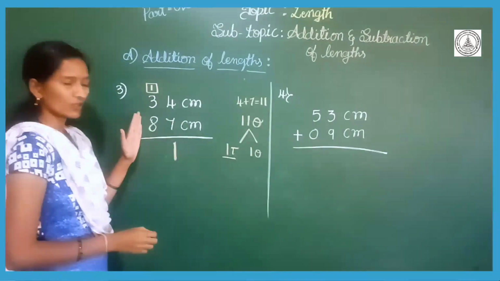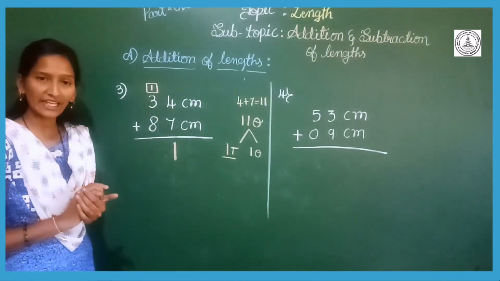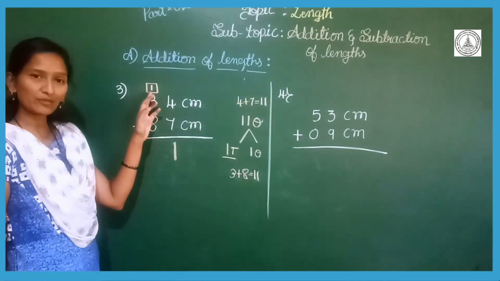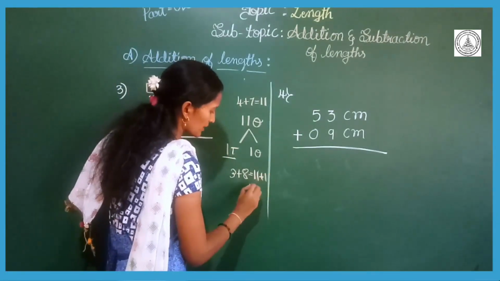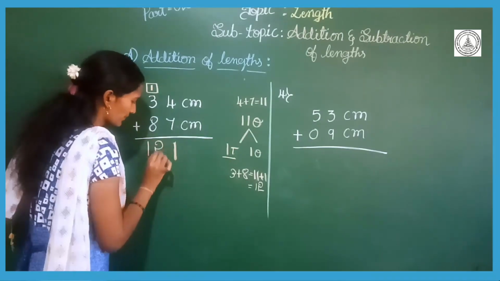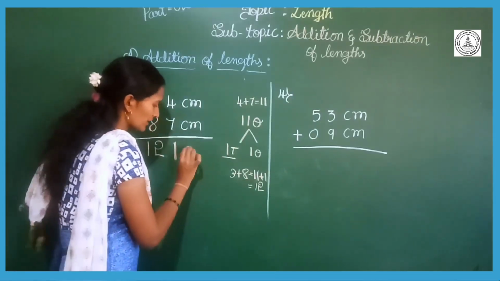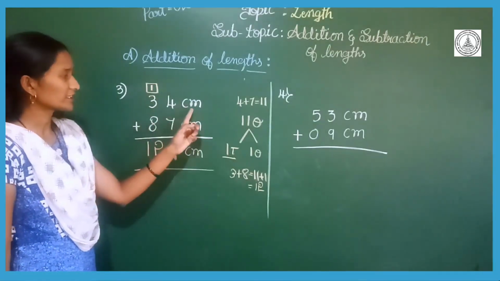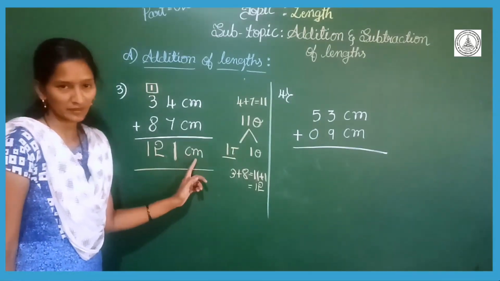So now come to the tens column. See, 3 plus 8. What is 3 plus 8? 3 plus 8 is again 11. So 11 and this carry over number, that is 1. 11 plus 1 is 12. So write down here this 12. It is 121 centimeter. So students, 34 centimeter plus 87 centimeter is equal to 121 centimeter.